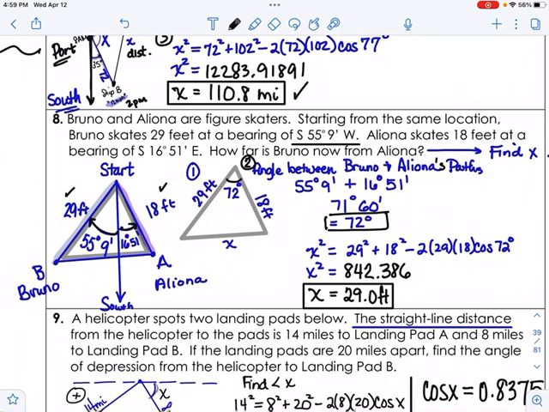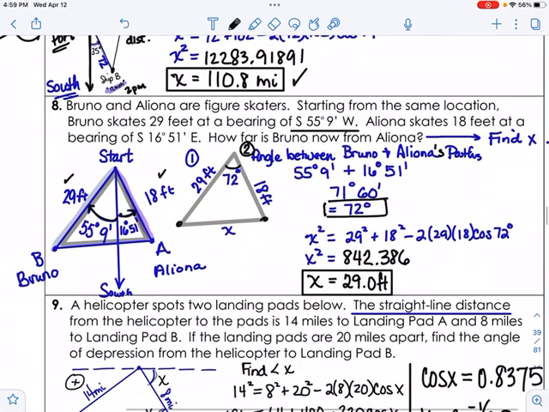And essentially what you want to do then, simplifying the diagram, you go, oh yeah, I just want to find X here. So I set it up solving for the side X, and then I had X squared is equal to 29 squared plus 18 squared, plugged it into the law of cosines nicely, and I got 29.0 feet. Okay, and there's the answer to the question. Bruno was 29.0 feet from Aliona.